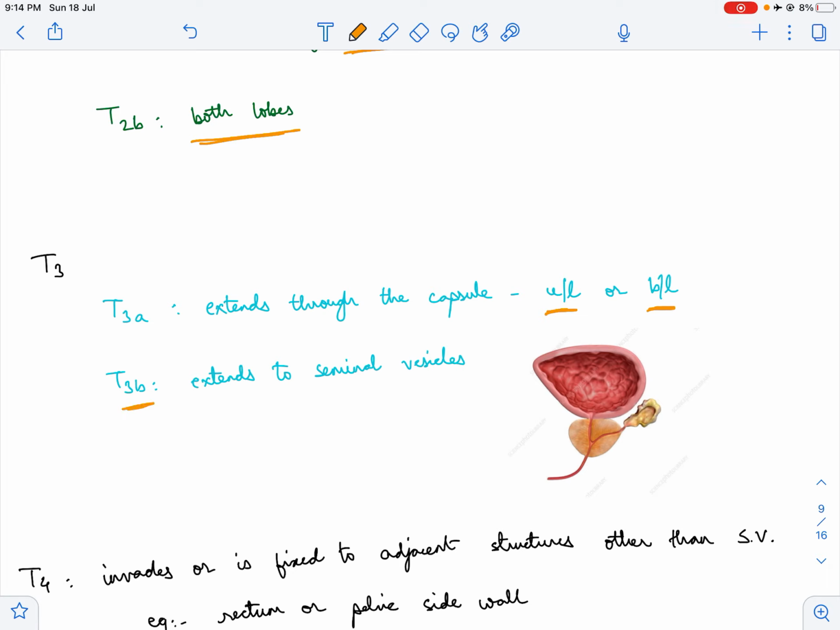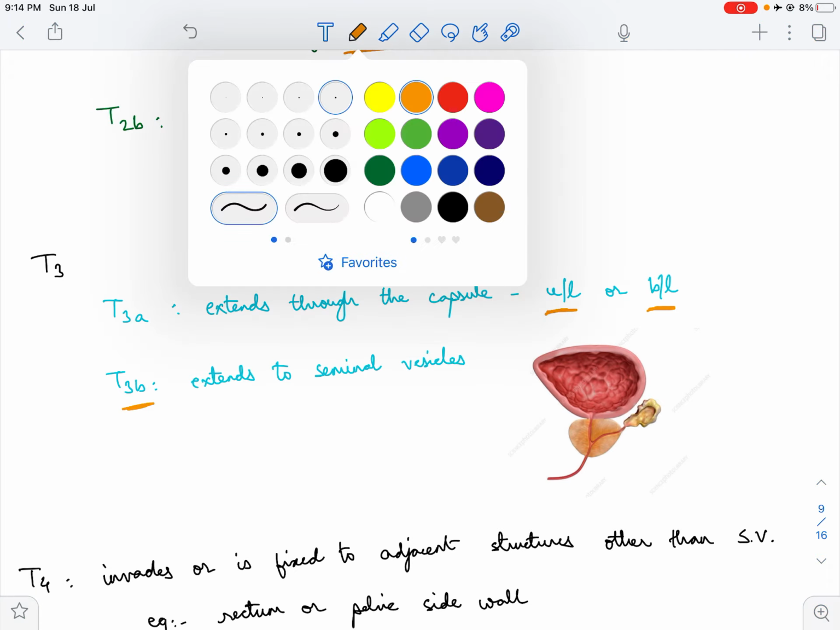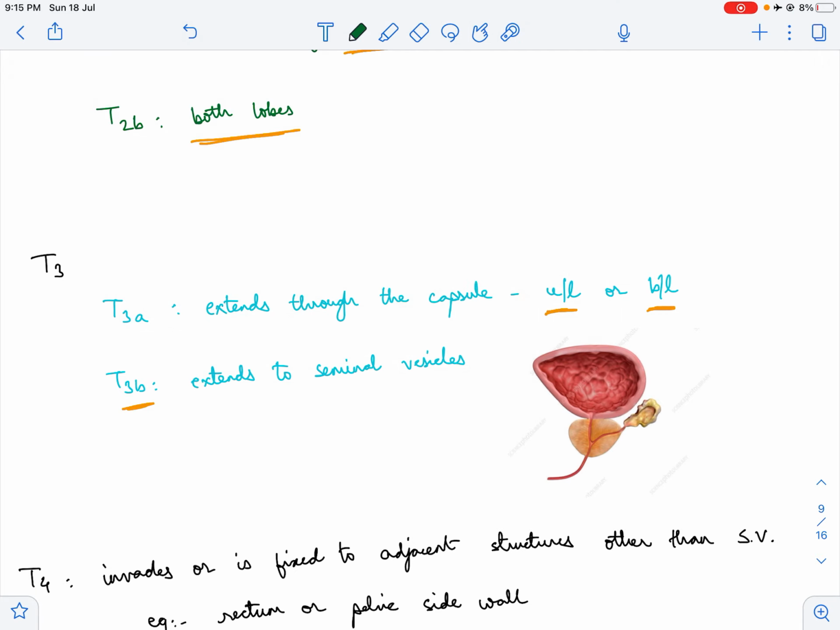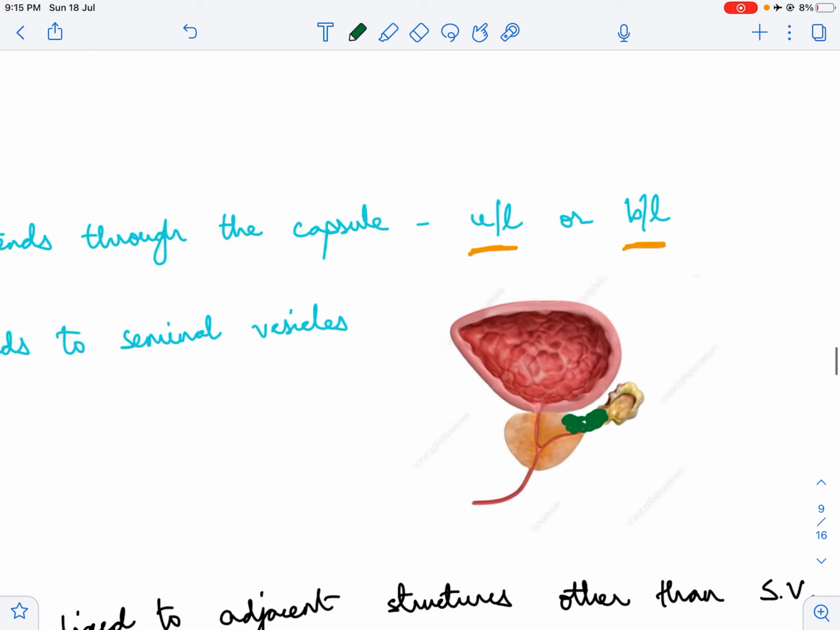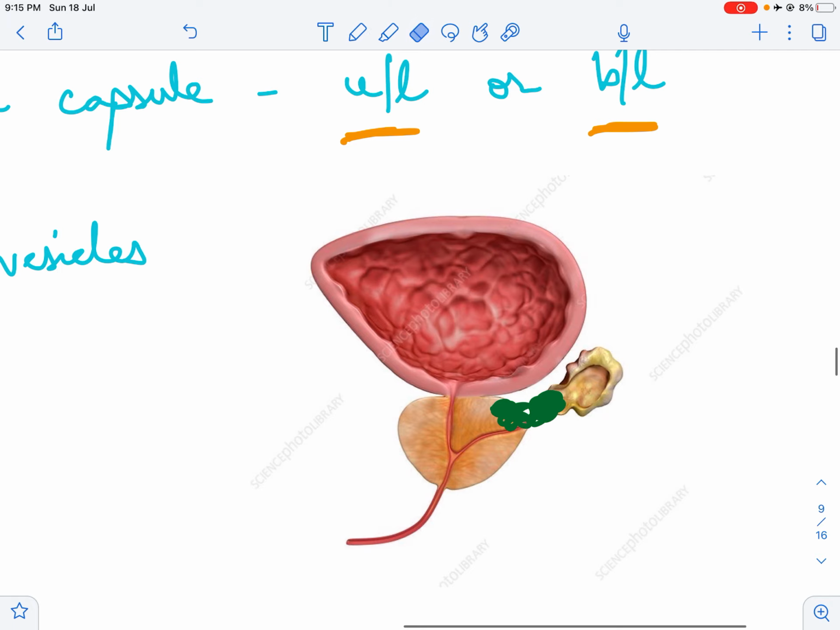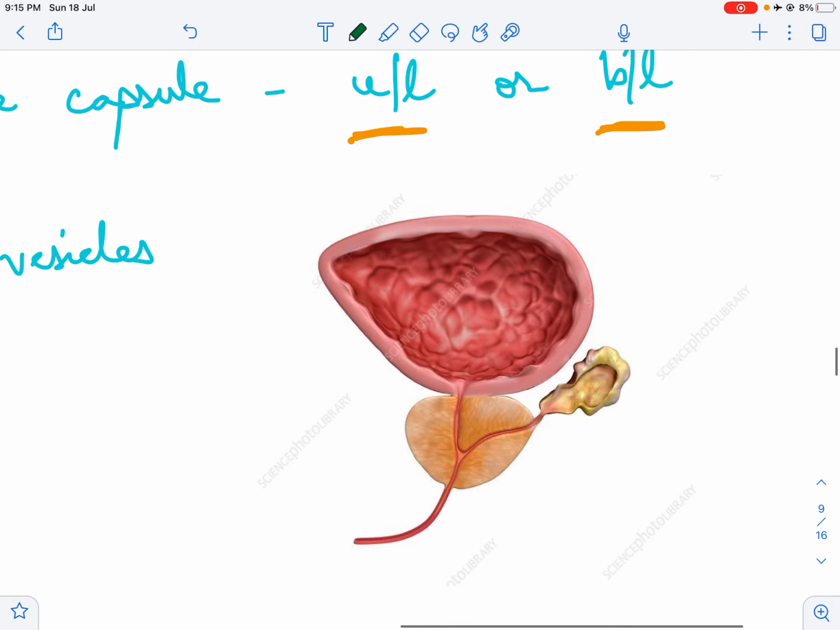T3B, now there is an organ which is very, very close to the prostate gland, which is why it is given prime importance in the staging. This is the seminal vesicles. If the tumor extends to the seminal vesicles, so supposing this is the tumor and it were to extend to the seminal vesicles, it is called T3B. I'll draw it again for convenience. So this tumor starts over here and it goes up to the seminal vesicles. This is 3B.